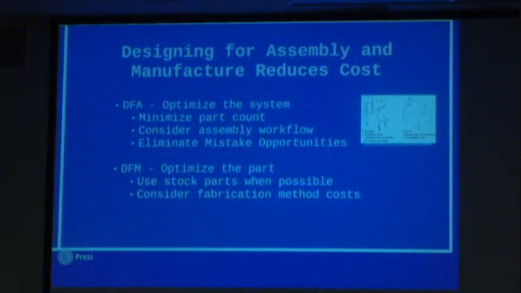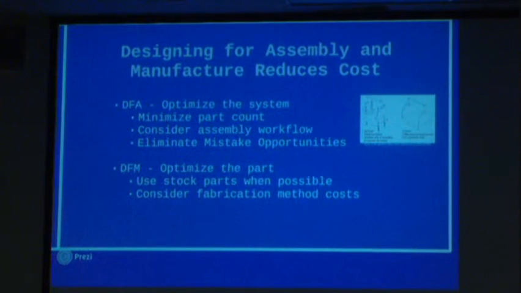Okay. So design for assembly and design for manufacture are two pieces of concurrent engineering. Design for assembly, you're interested in optimizing the system of parts. So if you have 100 parts in an assembly, you're looking at how do I reduce the number of those parts? How do I reduce the complexity of the assembly procedure? And how do I eliminate mistake opportunities?